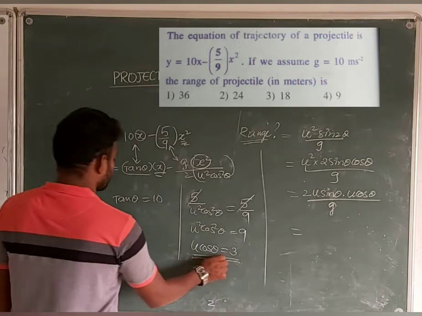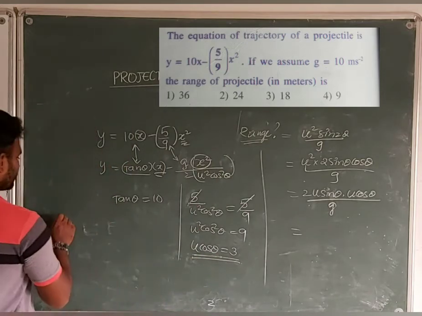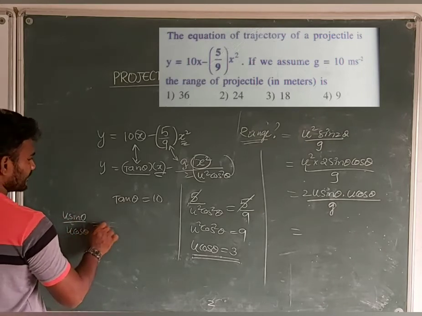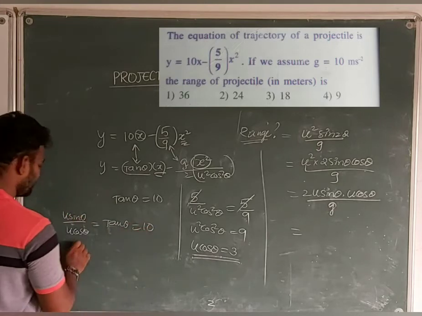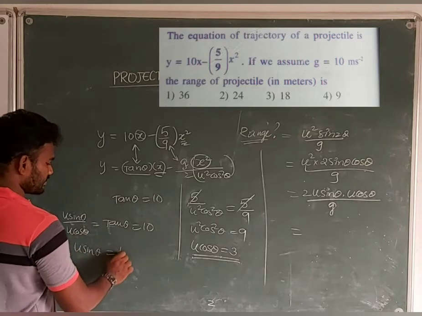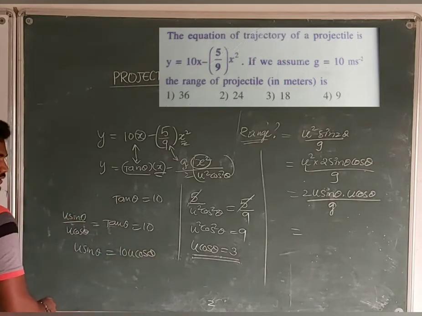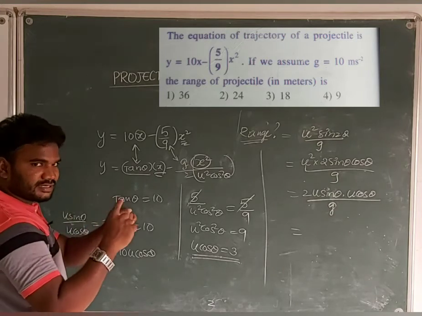So now u cos theta we know, u sin theta we don't know. In order to find u sin theta, we have a formula. u sin theta by u cos theta is equal to tan theta. u cancels, it is nothing but 10. So u sin theta is nothing but u cos theta into 10, so 10 u cos theta. Cross multiplication, students. I hope you understand. See here clearly. If you are not understanding, pause there and you can watch.